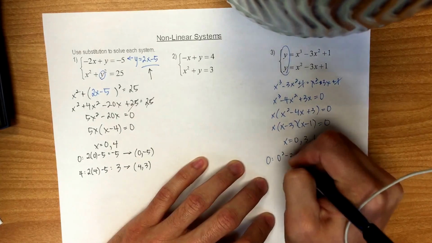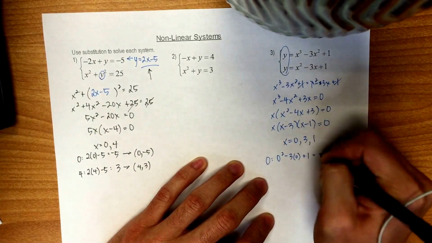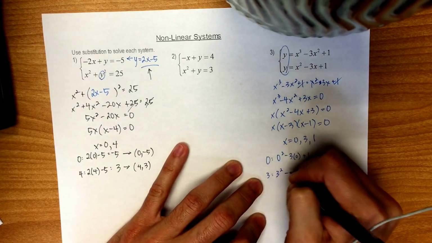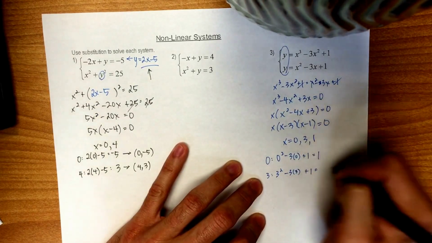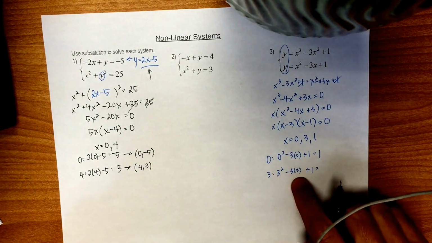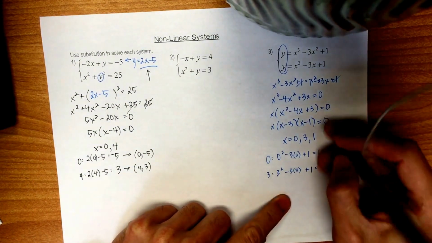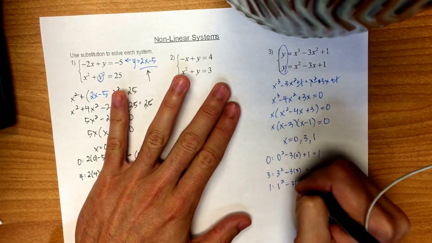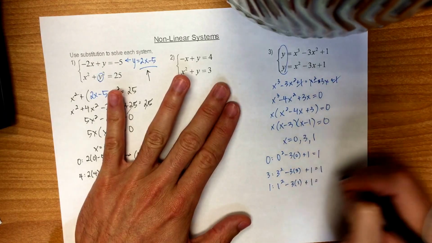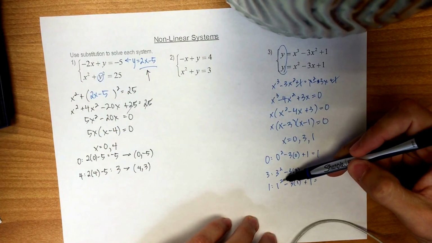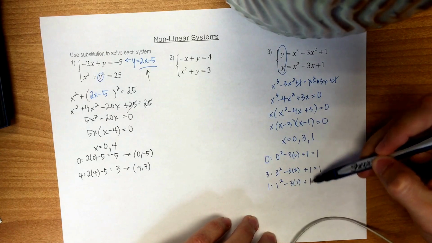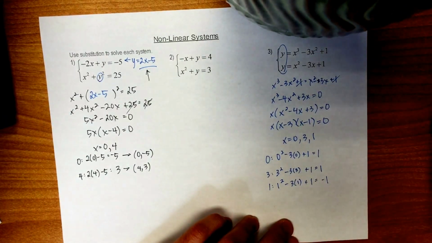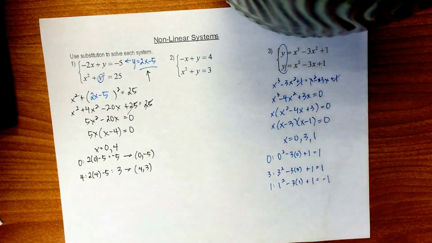So I'll have 0 squared, 3 times 0 plus 1. You're going to get 1. Let's put in 3. 3 squared minus 3 times 3 plus 1. 3 squared is 9. 3 times 3 is 9. Those cancel out. Add 1, you get 1. Put in 1. 1 squared, 3 times 1 plus 1. That is positive 1, negative 3, positive 1. 1 minus 3 plus 1. Get negative 1.